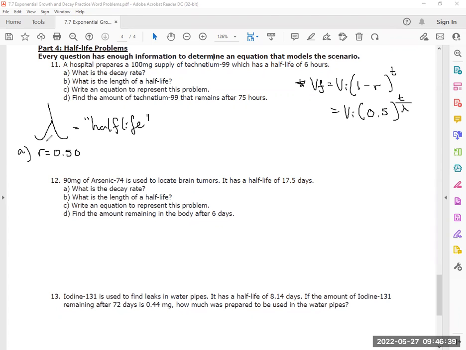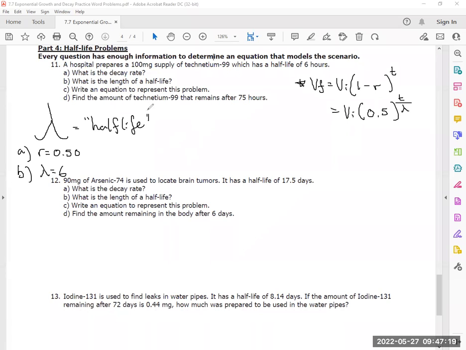It's a trick question. In this question, what is the length of my half-life? How long does it take for it to break down to half? Read the question. A hospital prepares a 100 milligram supply of technetium-99, which has a half-life of 6 hours. So what's my lambda? What's my half-life? That's it. It just as is. It's 6 hours, yeah. So it takes 6 hours to break down half. That is the meaning of half-life.